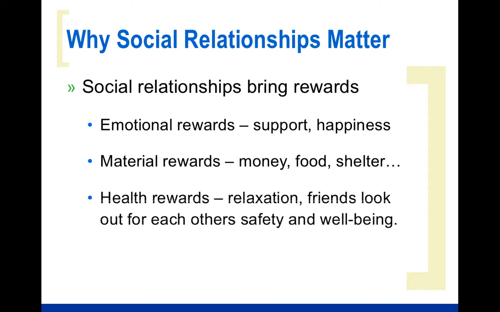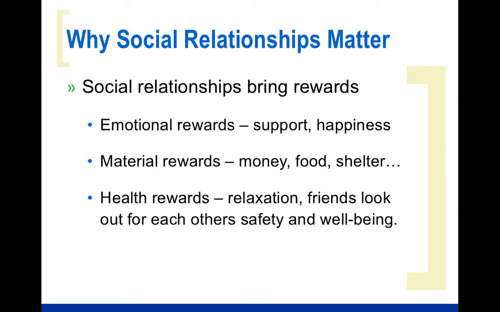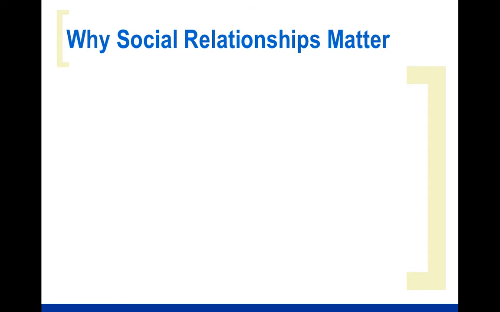Food, shelter, all those kinds of things are actual material rewards that come with any type of social relationship. There's health rewards. Being in relationships helps us relax. Friends look out for each other's safety and well-being. People look out for us and care for us and give us the feedback that we need in order to live a healthy life. So there's a lot of reasons why they bring us rewards. Emotional, material, and health rewards are kind of the three main areas in which we can think of how social relationships bring us rewards.